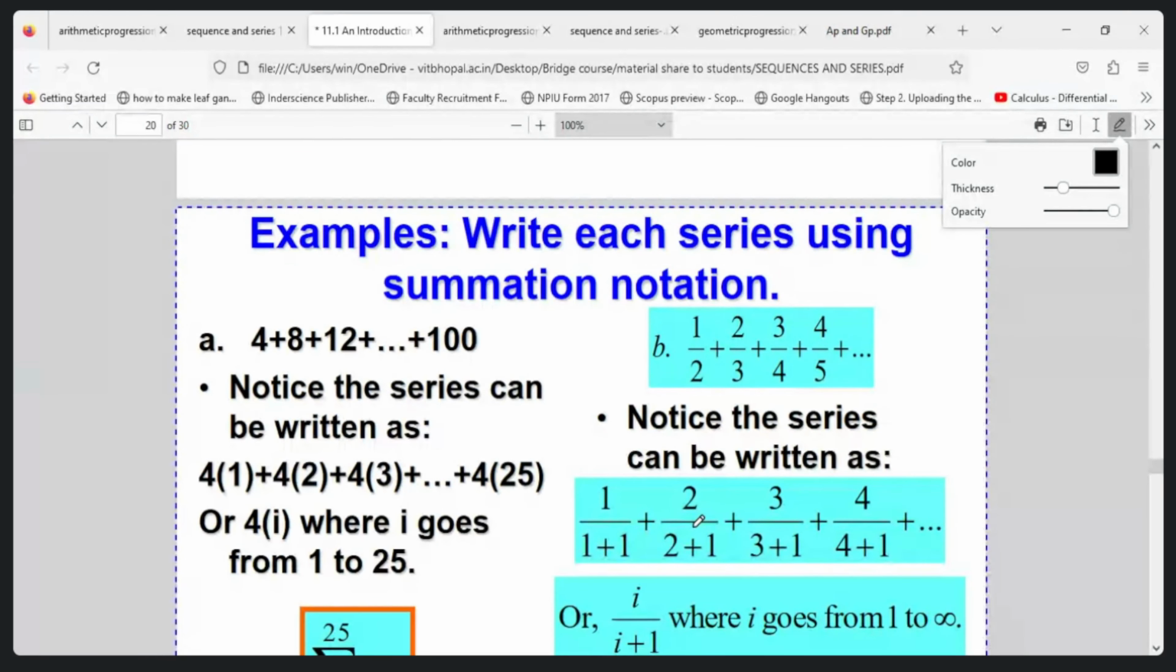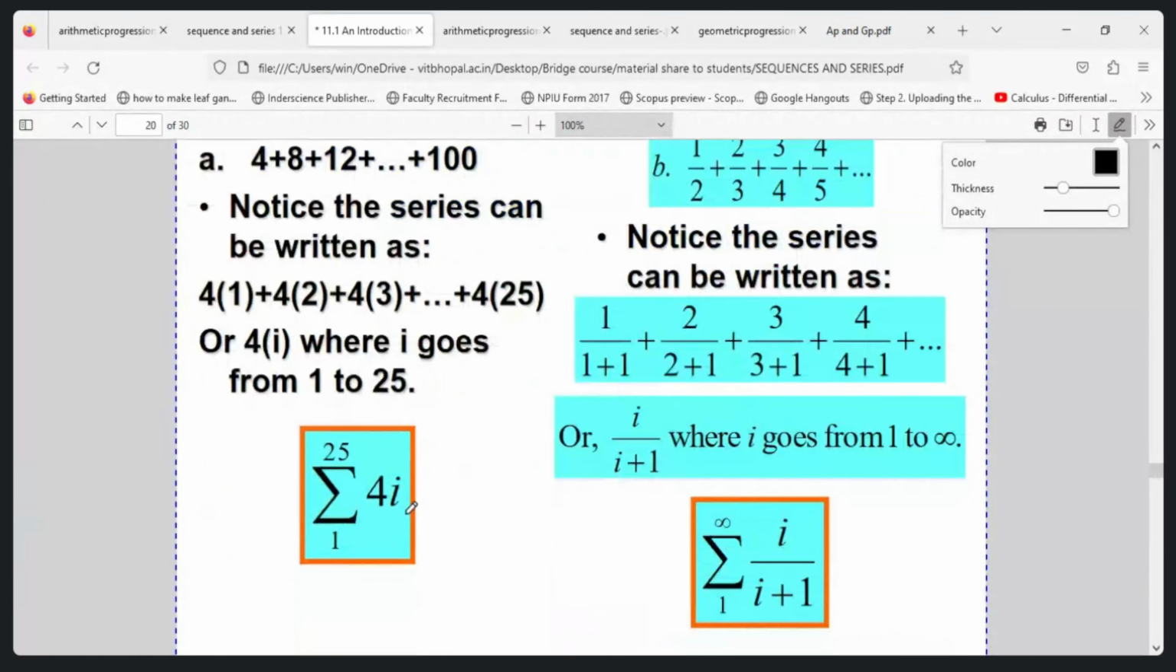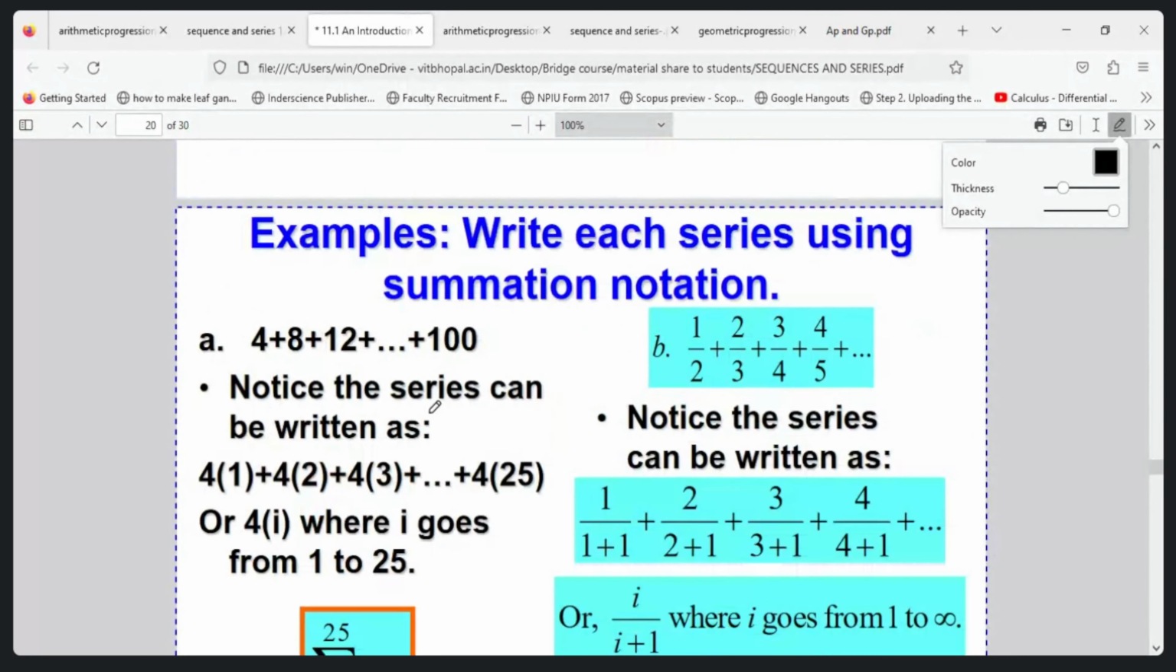Right here, 4, 8, 12, up to 100. A series can be written in the form of this. So how you can write here, i equal to 1 to 25 of 4i. That means this is your finite series.